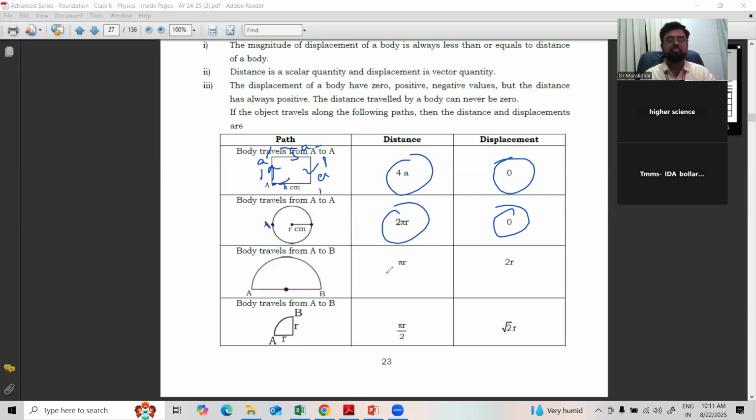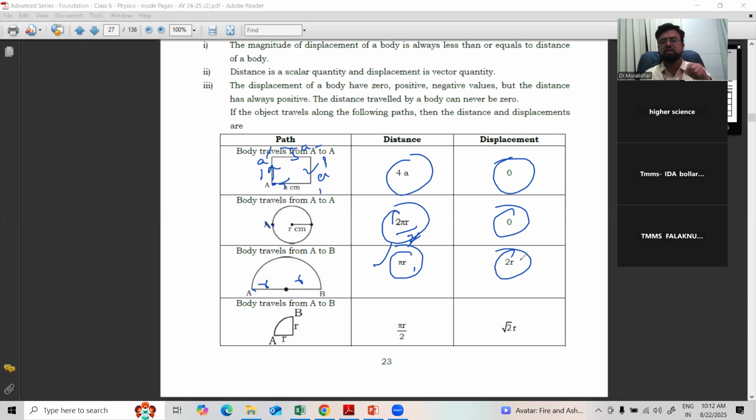Got it? Then a body travels from A to B. This is a semicircle, half of the circumference: 2 pi r by 2, that is pi r. Pi r is the distance. Displacement is the shortest path, A to B. This is r and this is r, so it is 2r. The shortest path from A to B is the diameter of the circle, whereas the actual length of the path is half of the circle, the semicircle. The circumference of a semicircle is pi r, because 2 pi r by 2 gives pi r.